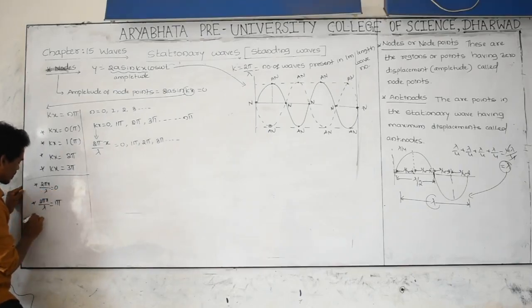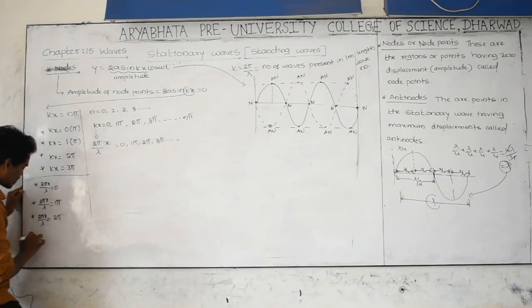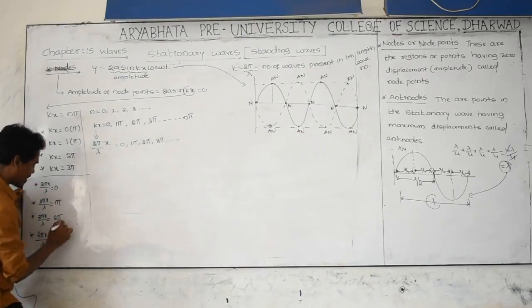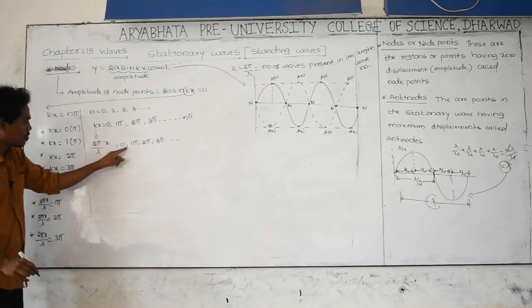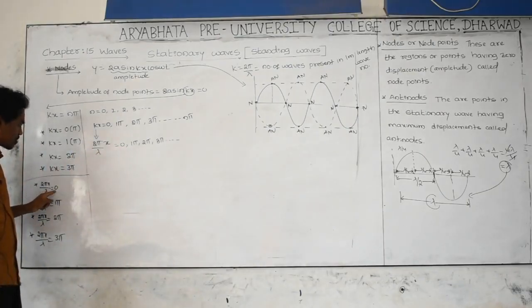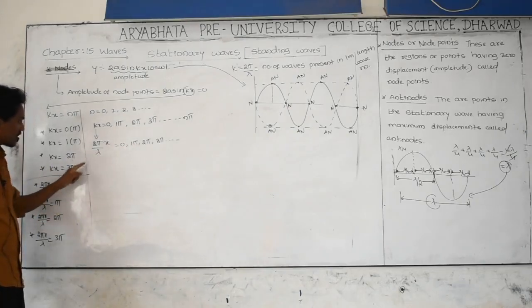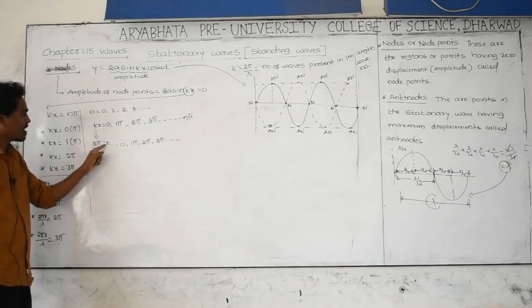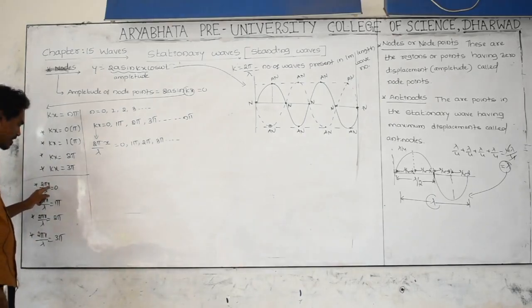Third condition, 2 pi x by lambda, I am taking it as 2 pi. Fourth condition, 2 pi x by lambda, I am taking it as 3 pi. So 2 pi x by lambda is equal to 0 the first time, second 2 pi x by lambda is equal to 1 pi, third 2 pi x by lambda is equal to 2 pi, and 2 pi x by lambda is equal to 3 pi.